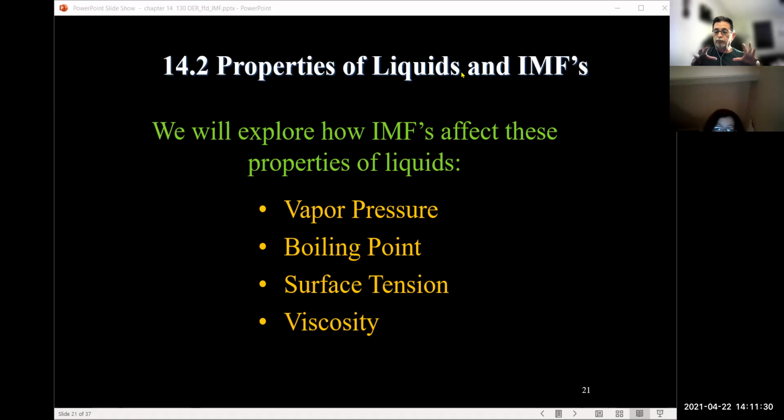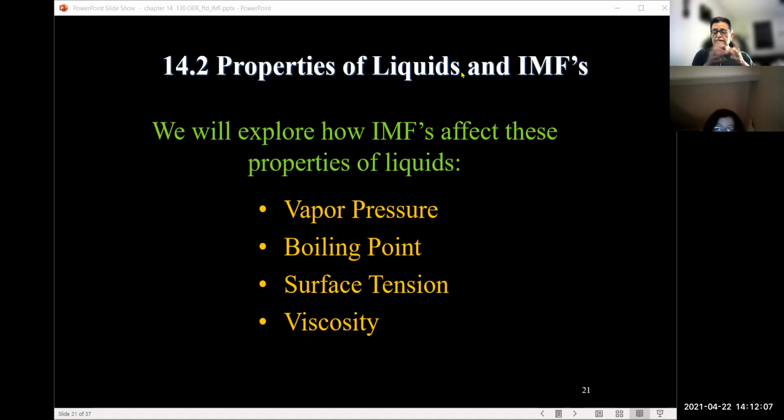Same thing is true with boiling point. If a liquid has very strong intermolecular forces, then its boiling point is going to be much higher relative to another compound. Water, for example, like I mentioned earlier, boils at 100 degrees. If we compare that to ethanol, which is also polar but its intermolecular forces are a little bit weaker than water, it boils at 78 degrees versus 100, okay?